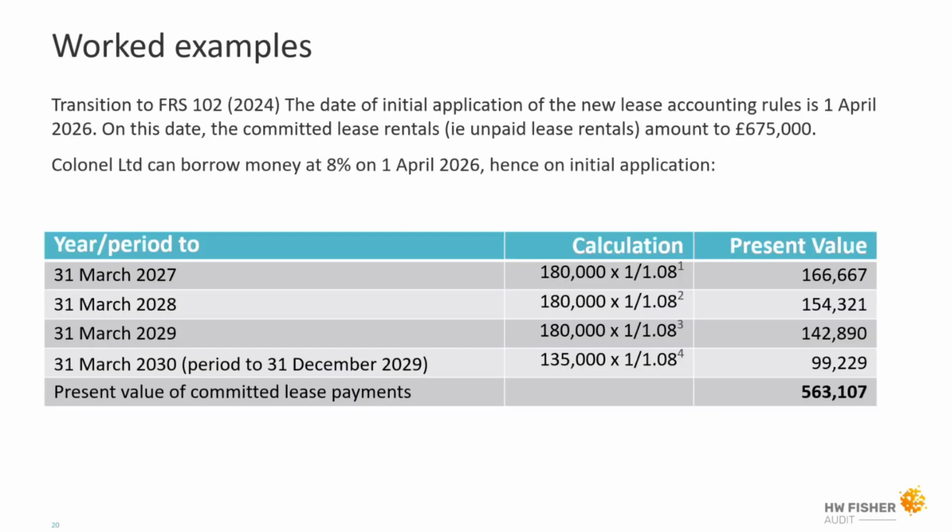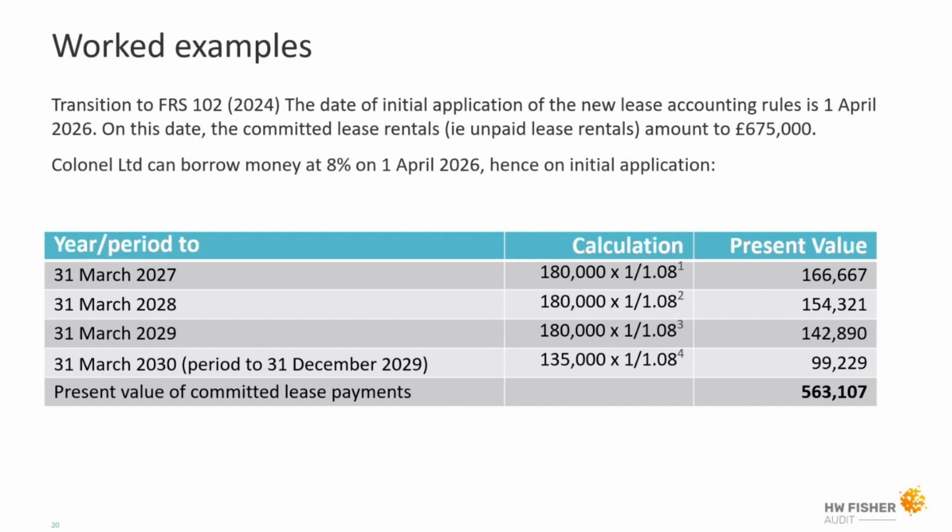£675,000 that we've got here. We've got to bring that now onto the balance sheet. So we've got to think about it from that point. FRS 102 isn't making us go back and restate as though it had always been there. So we're going to bring it on at a starting point of what we've got left at that period. So we've got to discount down our £675,000 to bring it back down to that present value of future lease payments.